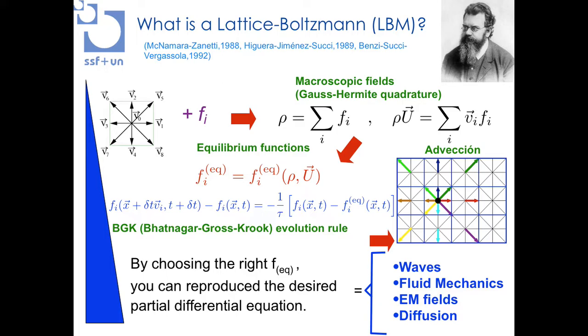With these quantities, you can compute the macroscopic fields in a fluid, for instance, the density and the momentum. With those macroscopic fields, you can compute the equilibrium functions. And the evolution rule is to compute new distribution functions as an exponential decay to the equilibrium. And then later on, all these new quantities are transported to the neighboring cells. By choosing the right equilibrium functions, you can reproduce the desired partial differential equations, for instance, waves, fluid mechanics, electromagnetic fields, and diffusion.